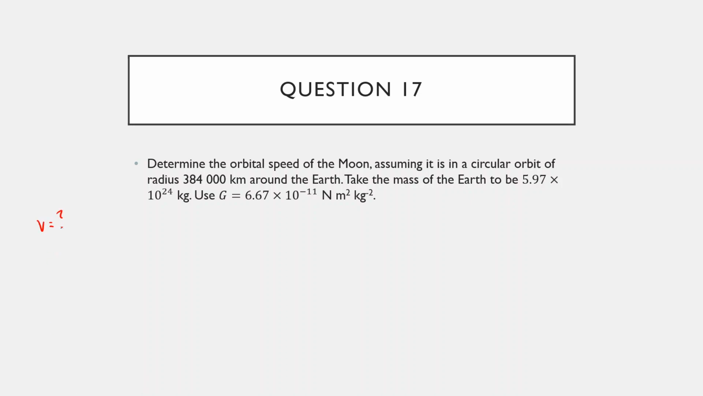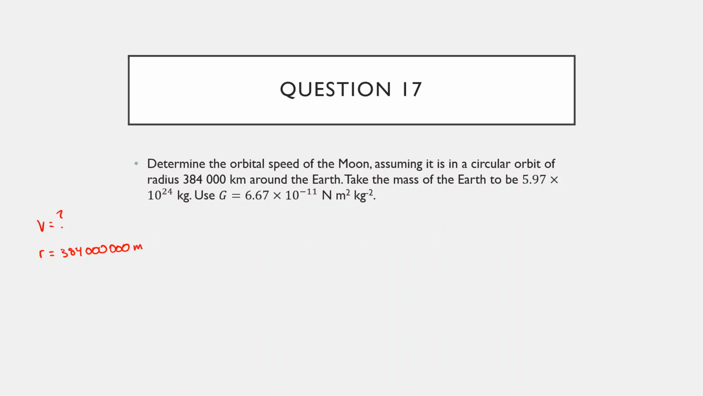V. What do we know? We know that its orbital radius is 384,000 kilometers. So R is equal to, let's turn that into meters, 384,000 times another 1,000 for meters. All right, what else do we know?